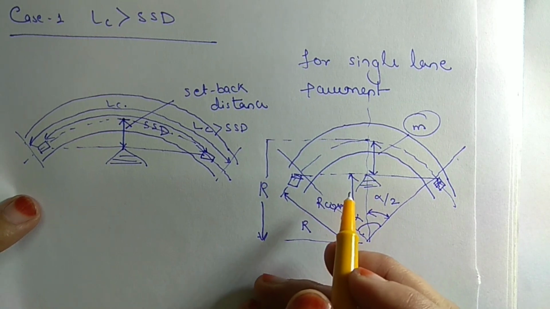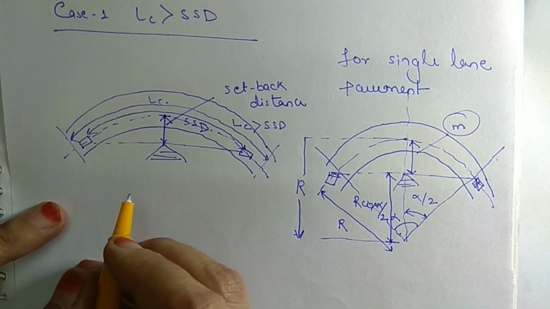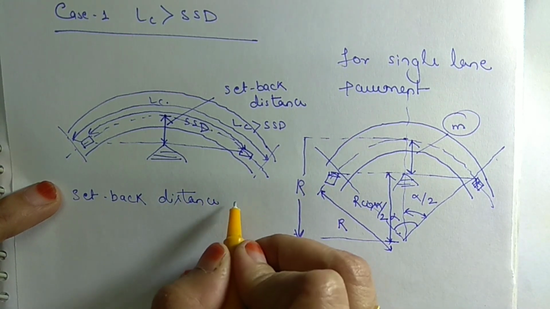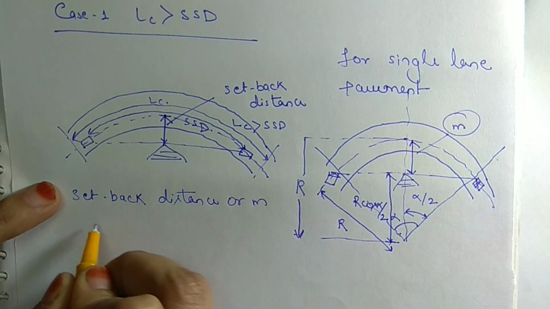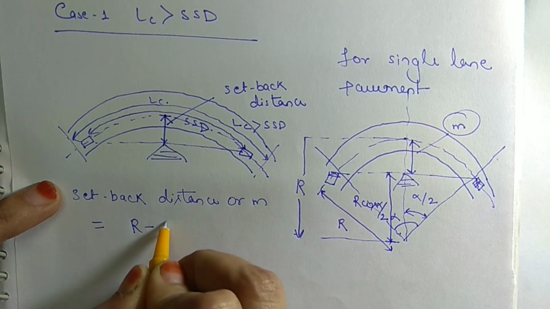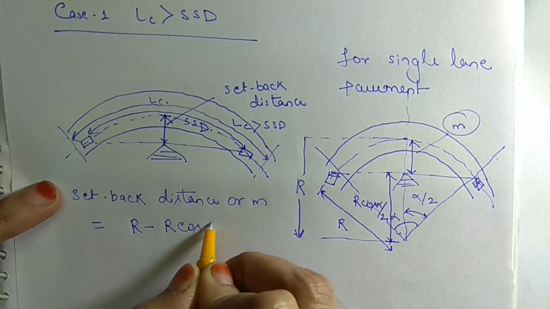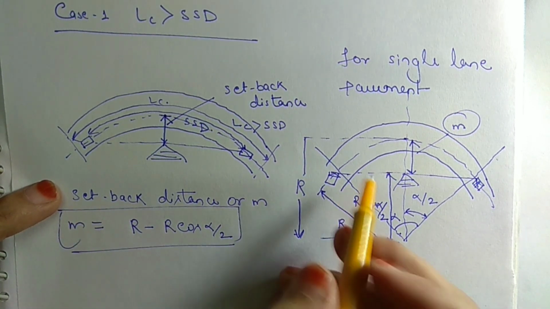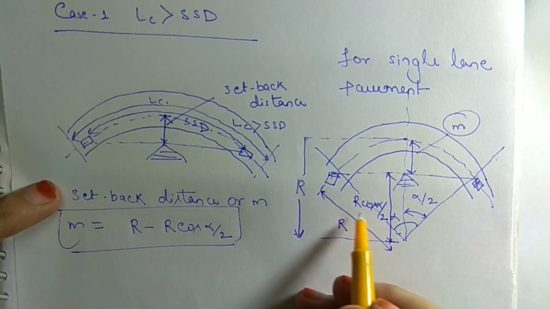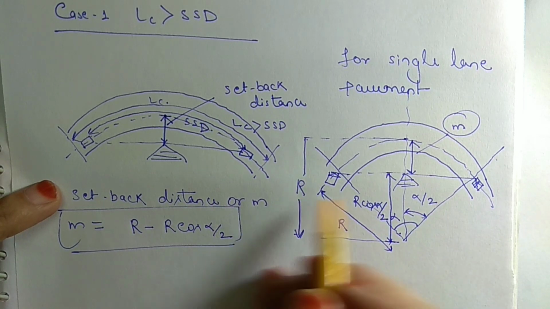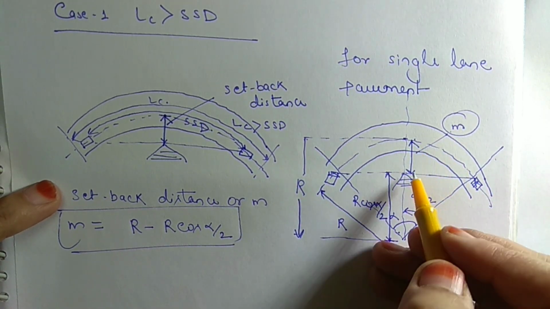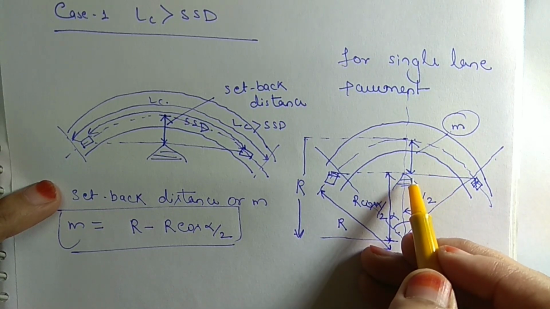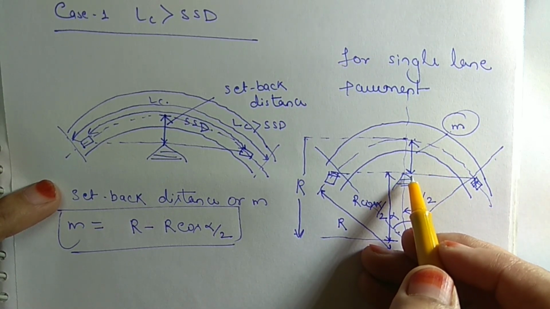So what is the setback distance? The setback distance for this single lane pavement, which we can denote as M, equals R minus R cos alpha by 2. If we subtract this R cos alpha by 2 from this R, we get this distance, and this distance from the center line of this single lane pavement to this obstruction is the setback distance.